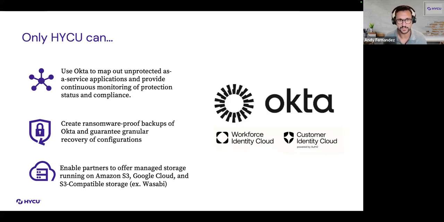And one thing that I want to mention too, specific to Okta, this is something that only HYCU is able to do.